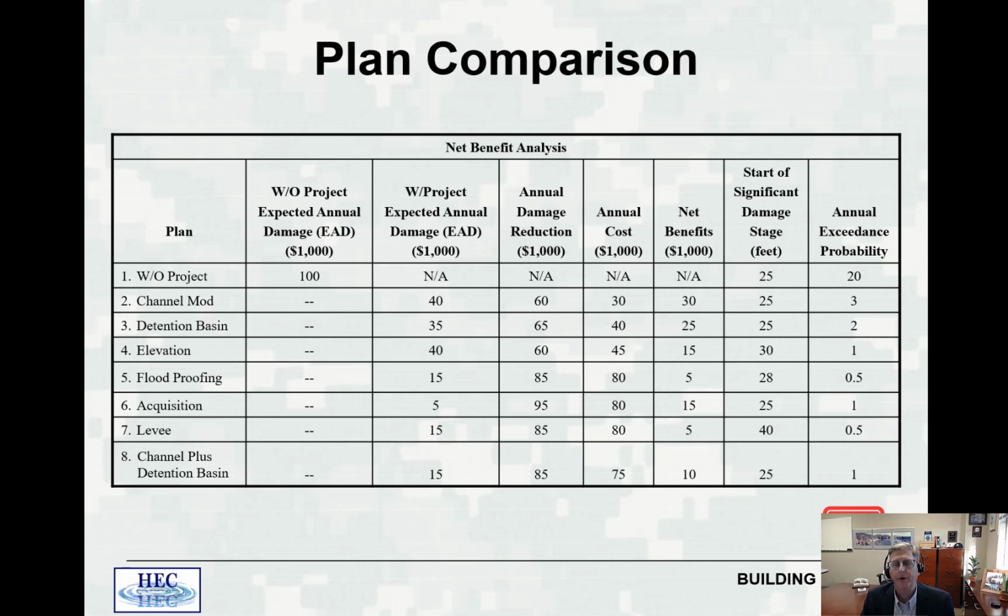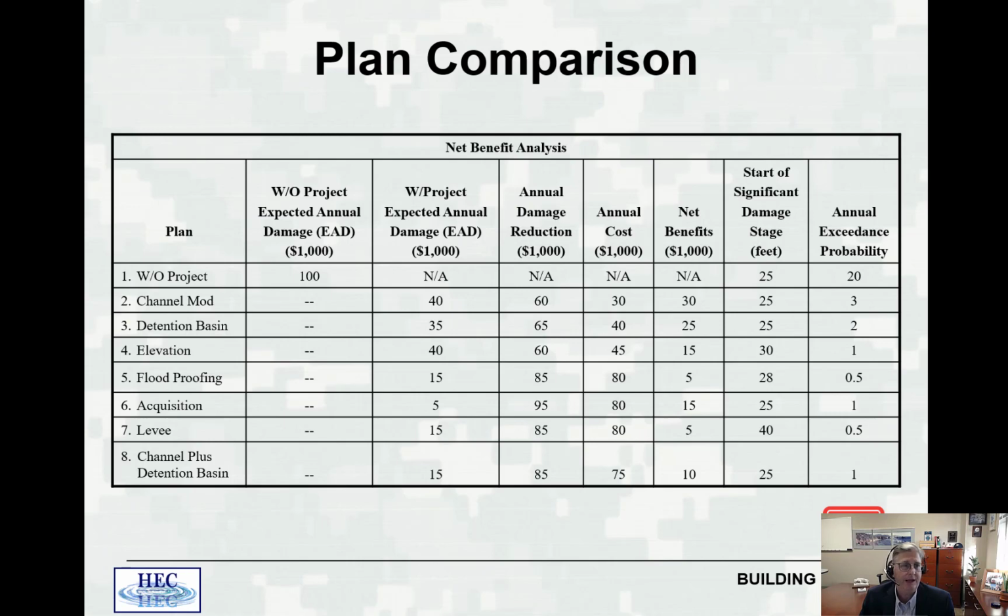Next column over is one of our performance indices, annual exceedance probability, or the likelihood that you would get wet at that stage of significant damage, across all possible events, including your project performance. So with the without project condition, you have a 20% chance of exceeding 25 feet. If you did the NED plan, channel modification, you have a 3% chance of exceeding 25 feet. Let's take the levee, alternative 7. In this case, you have a 0.5% chance of exceeding the top of the levee, or 40 feet. Okay, so this is part of the story.